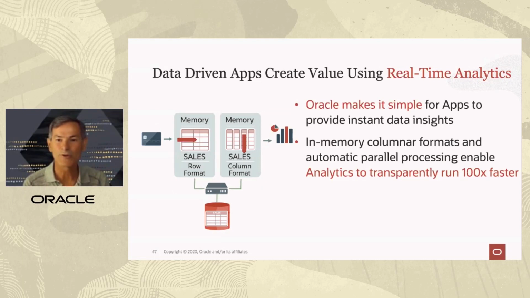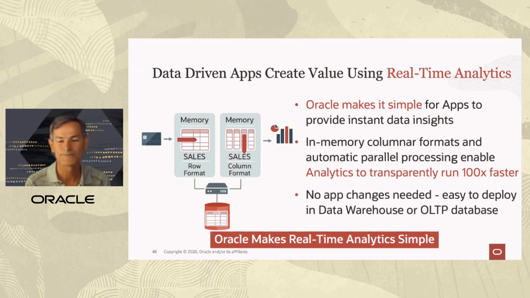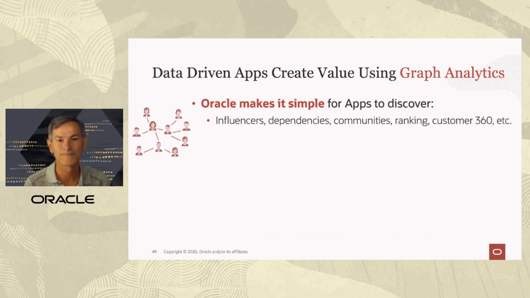Next, let's talk about real-time analytics. So Oracle makes it simple for apps to provide instant data insights. We have in-memory columnar formats and automatic parallel processing that enable analytics to run transparently over 100 times faster. And no app changes are needed to achieve this. You can easily deploy these parallel columnar algorithms in either an OLTP database or a data warehouse database. All you have to do is call SQL, which makes real-time analytics super simple.